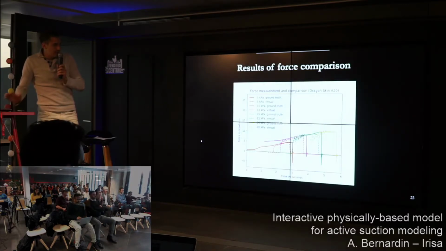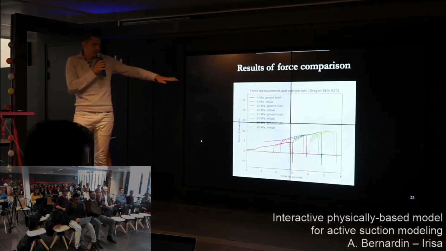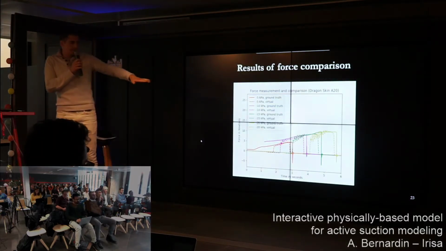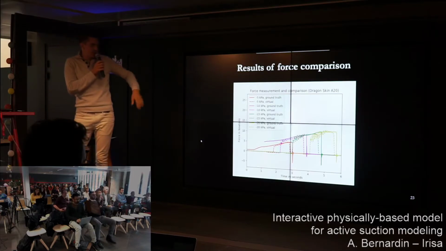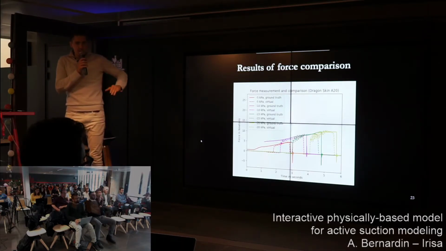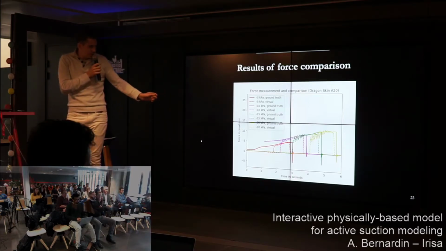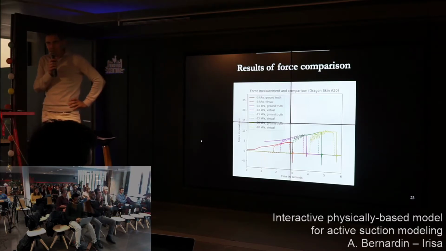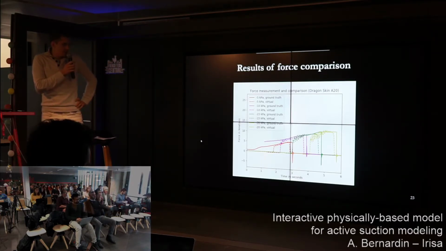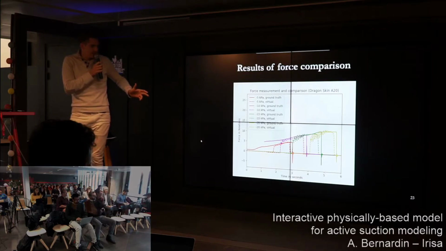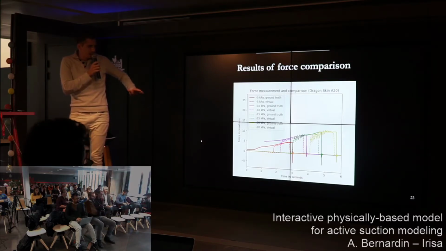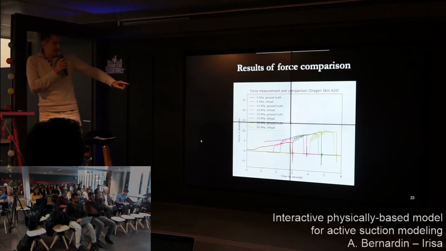And here is the result. The continuous line here represents the real data, whereas the dashed line represents the data extracted from the simulations. We have a time offset of 200 milliseconds for better readability. What is important on this graph is the moment when the suction cup is detached, and here we can see the results are pretty close.